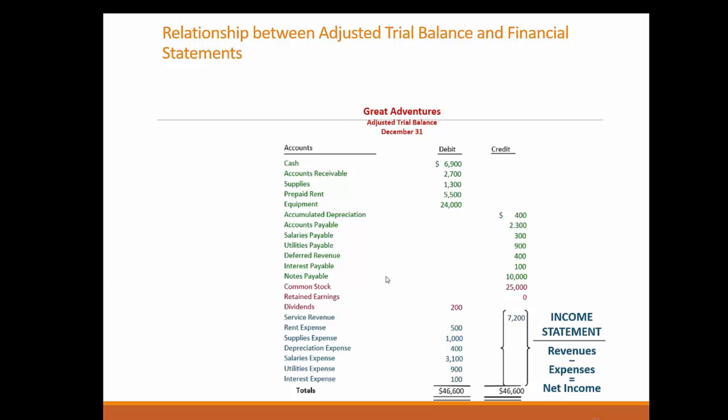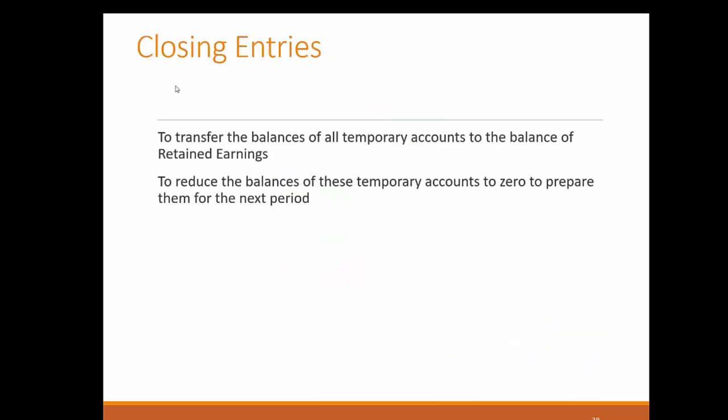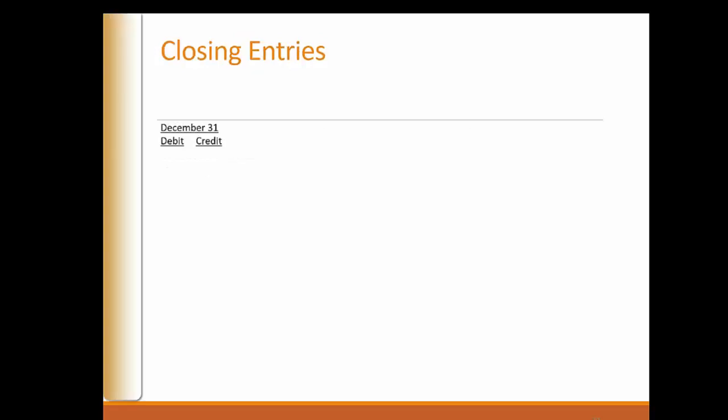So I'm going to skip forward to the next slide I was going to talk about. So here the idea behind the closing entries is we're going to transfer the balances of all those temporary accounts, the revenues and expenses, out to retained earnings. So how do we do that? Well, it's actually not too painful.